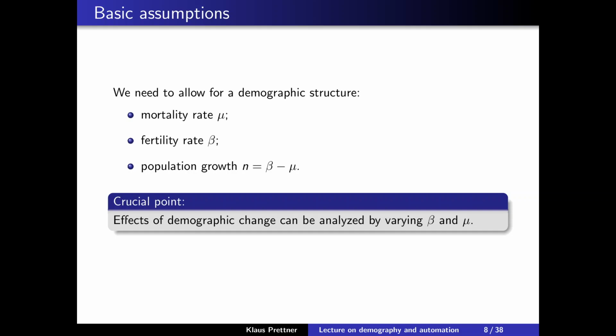And the crucial point is that if we replace the single representative individual in endogenous and semi-endogenous growth models with such an assumption, we can analyze the effects of demographic change by varying the demographic parameters beta and mu that will then affect the mean age of the population and the population growth rate.